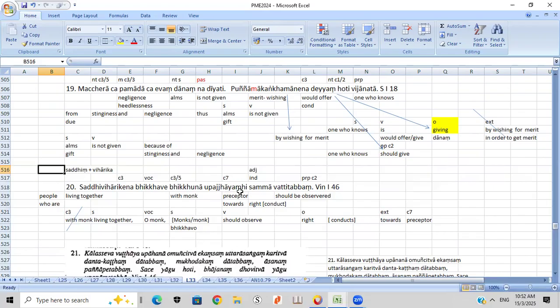Okay, the verb here. Pati, that means this one. Vata. That means should observe. Okay. Here is the word samma. Right. Samma. This is in declension. So when you say right, technically it's talking about right conduct. So in this case, you don't see in Pali always like that one, right? You don't see right conduct.